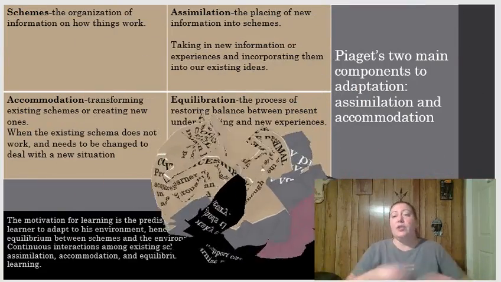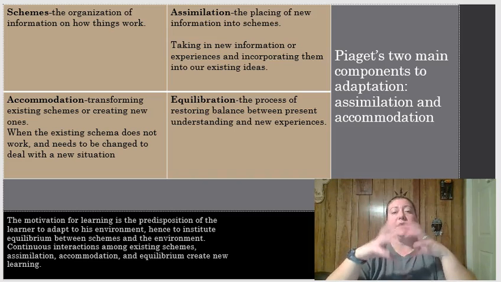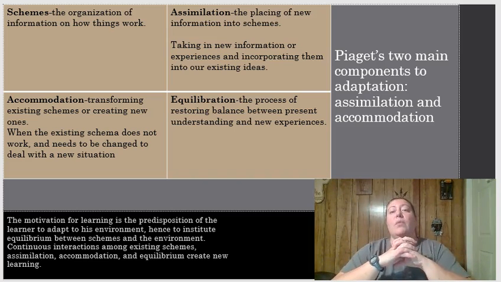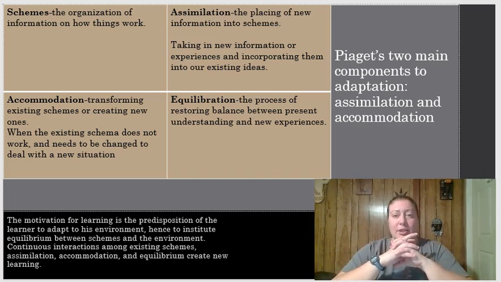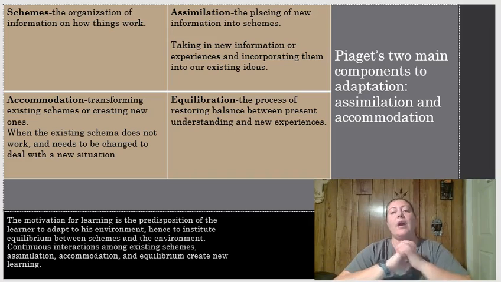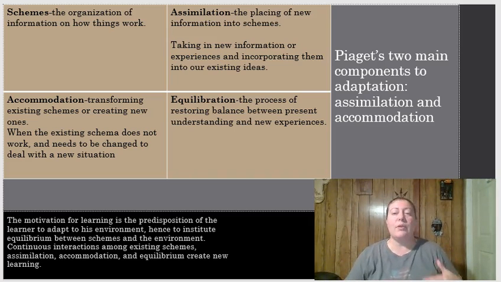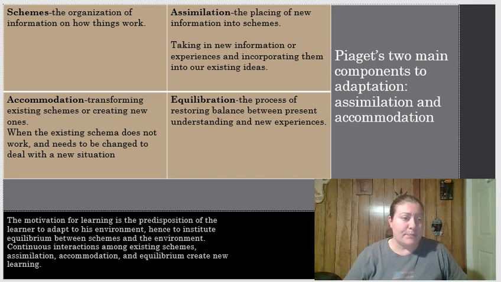Jean Piaget had two components to adaptation, and that is assimilation and accommodation. Now, information is organized into schemes about how things work. Now, when the information comes in and it fits into an existing scheme, it's assimilation. Now, when the information does not fit into this existing scheme, it needs to be accommodated to fit the new information. Now, equilibration is the process of restoring balance between present understanding and new experience. And together, all of these create new learning.